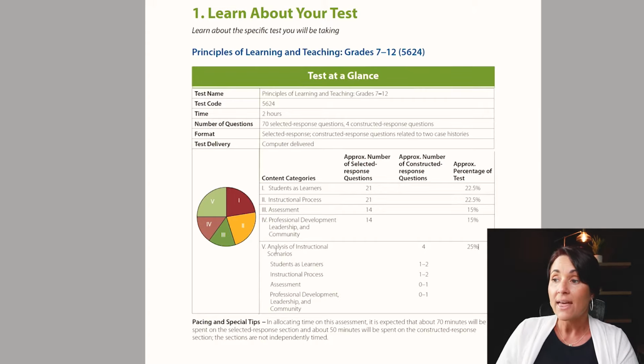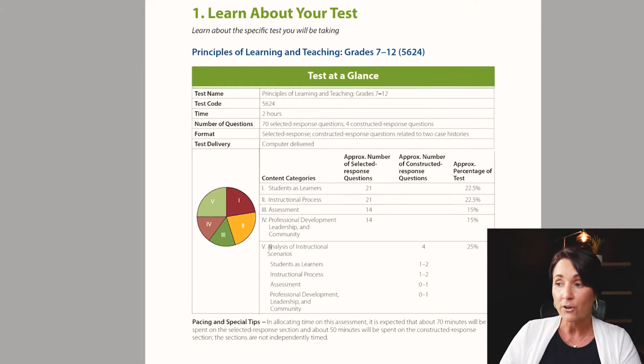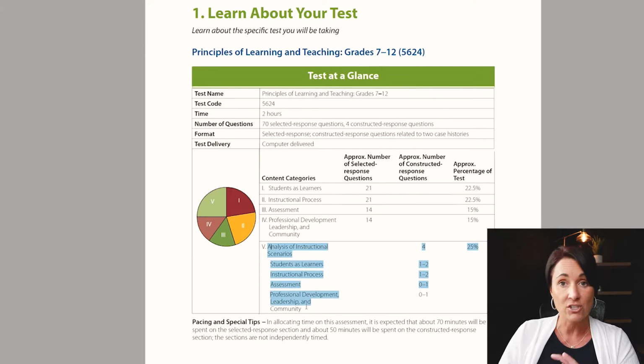Now, notice that the constructed responses come from the 4 content categories here. Take a look underneath this Roman numeral 5. We have students as learners, instructional process, assessment, and professional development, leadership, and community. So the constructed responses are actually going to be a part of these 4. So getting to know these 4 very critical content categories is going to be very important in your success on the exam.